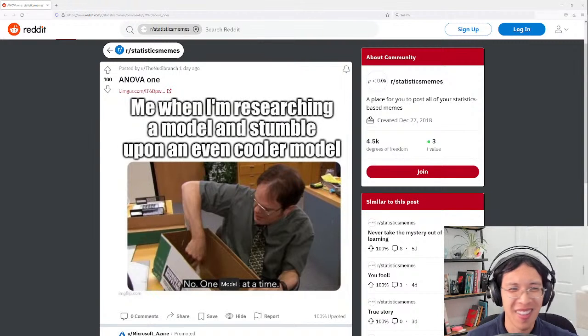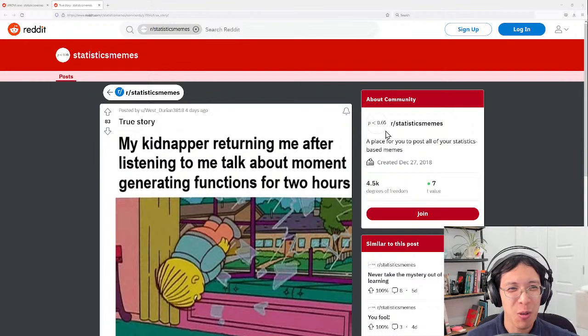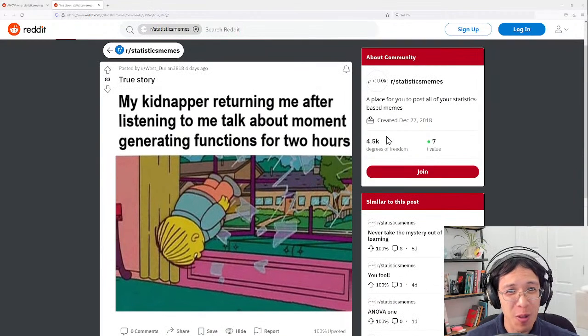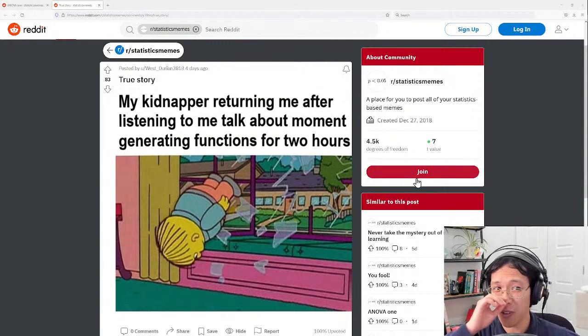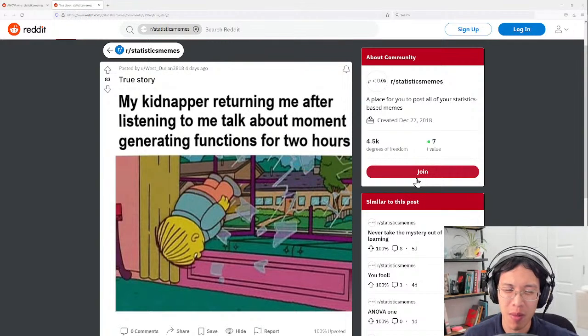Oh, I like this one. True story. My kidnapper returning me after listening to me talk about moment generating functions for 2 hours. So yeah, I think I would do the exact same thing if I listened to someone talk about moment generating functions for 2 hours. Actually, that's debatable because they are pretty cool, admittedly. So moment generating functions, if I recall from my stats career, or education, I should say. I haven't really had a career in it per se.